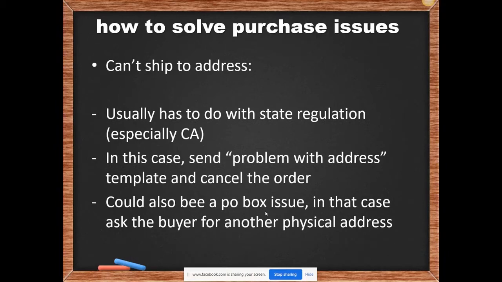Or sometimes it happened to me that there is both a PO box address and a physical address. Then I can manually override the order and place it manually. I'll show you later how to do it. I just delete the PO box part and leave the physical address. And that's it. This is what you do in case you get the purchase issue can't ship to address.